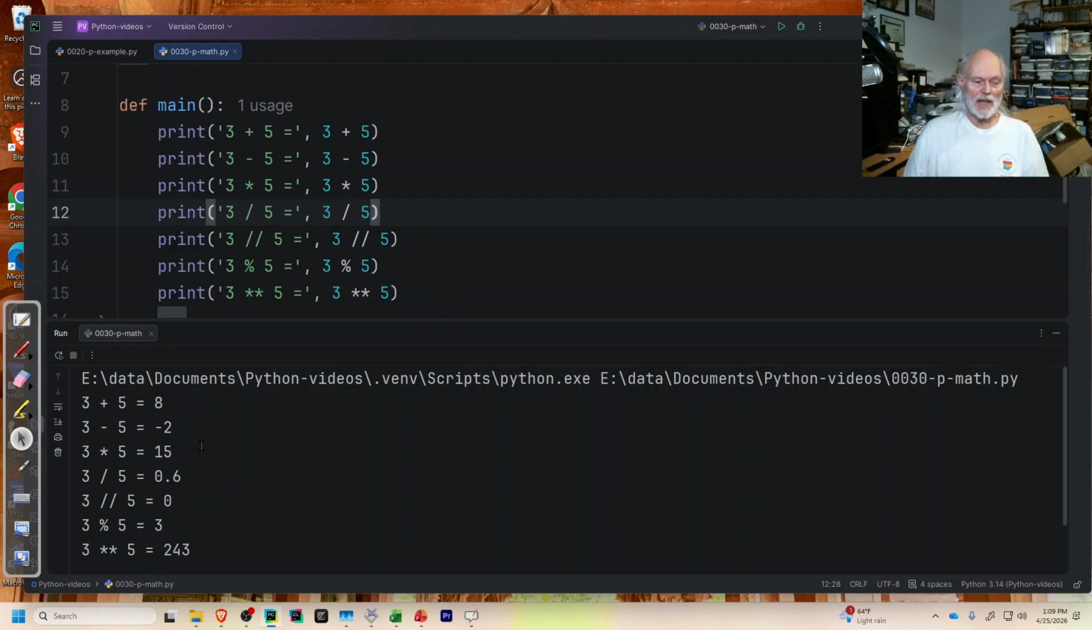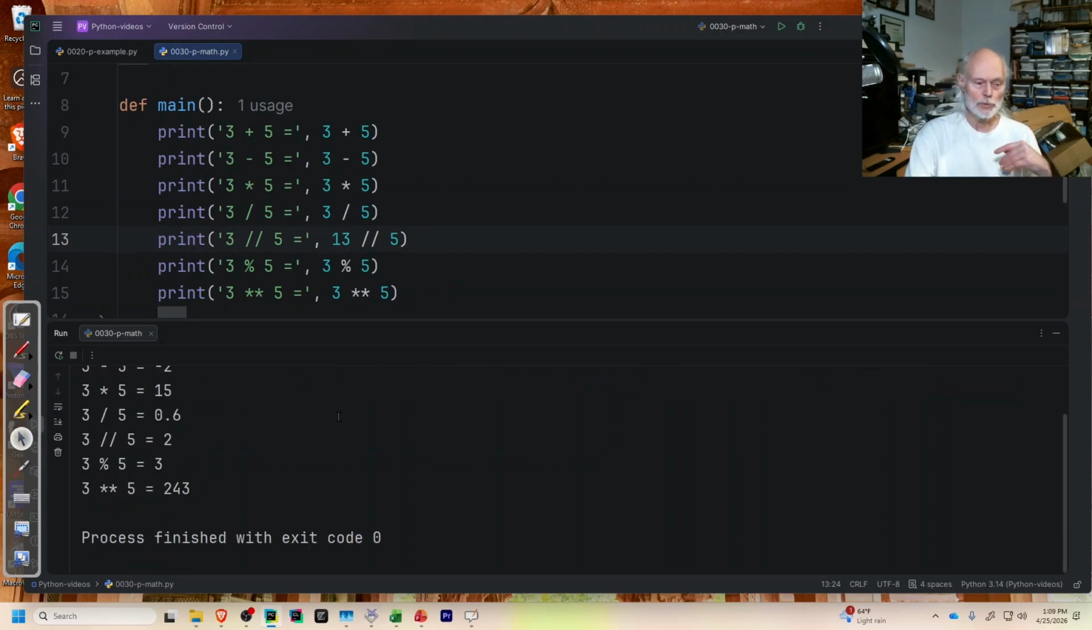The 3 slash 5 gave us 0.6, a floating point number. The 3 slash slash 5 gave me the integer portion, and 3 divided by 5 goes 0 times with a remainder, and that's why we've got 0 here. If I were to change this to 13, I would get 2. I didn't change my prompt, but you can see I got 2. The modulus gave me the remainder because 3 divided by 5 goes 0 times with a remainder of 3.